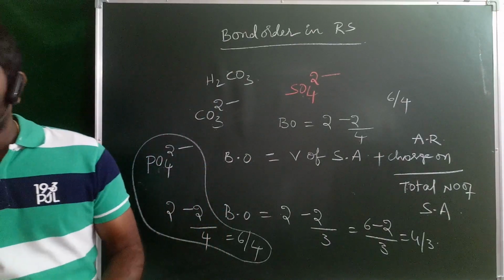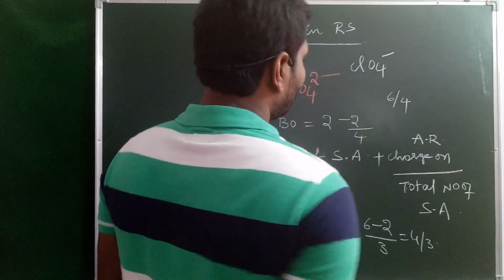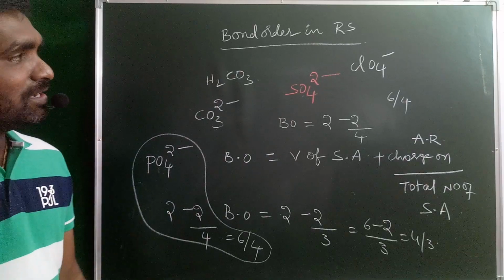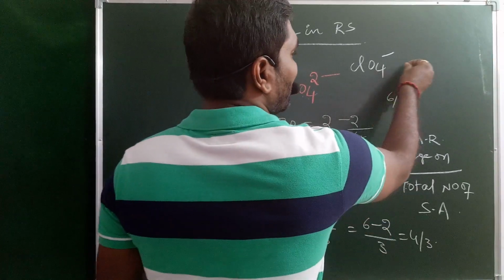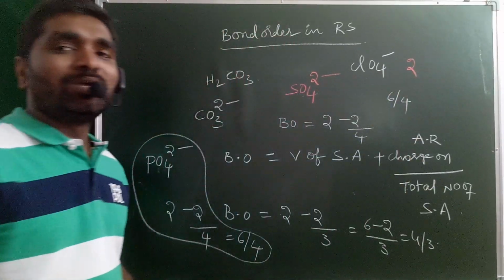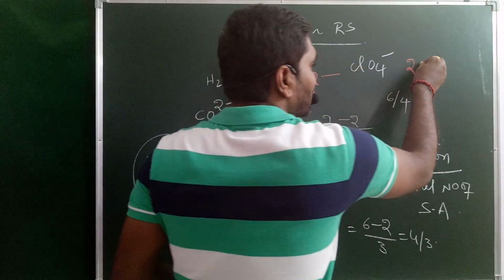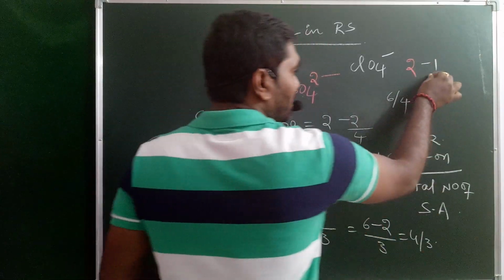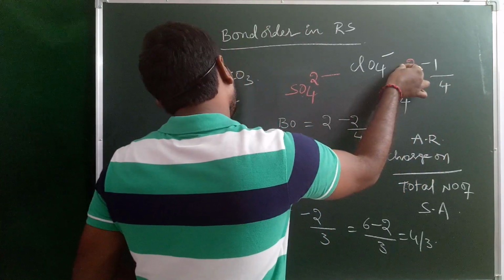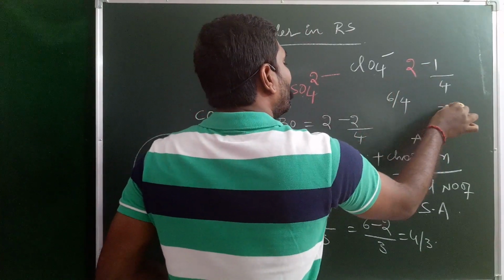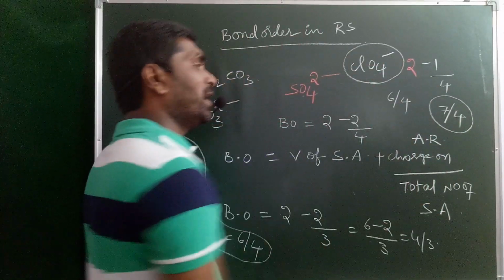So what about the bond order in ClO4 minus? Look at this one. Again oxygen is bivalent, so the valency of the surrounding atom is 2. The charge on the acid radical ClO4 minus is 1, divided by the total number of surrounding atoms, which is 4. 4 into 2 is 8, 8 minus 1 by 4, nothing but 7 by 4, which is the bond order in ClO4 minus.